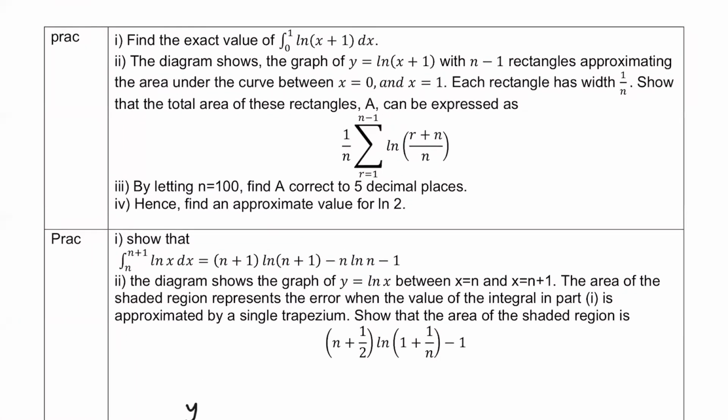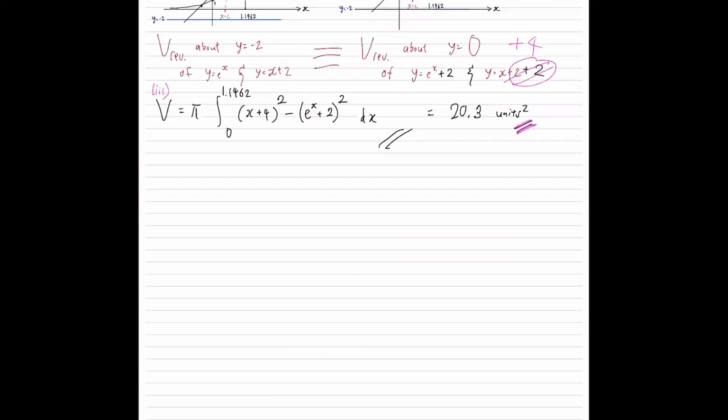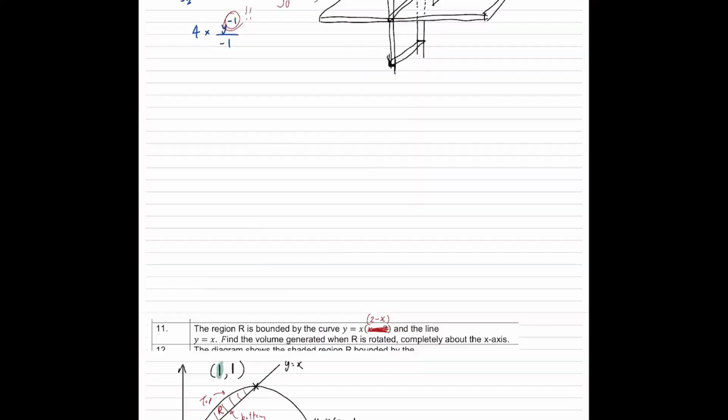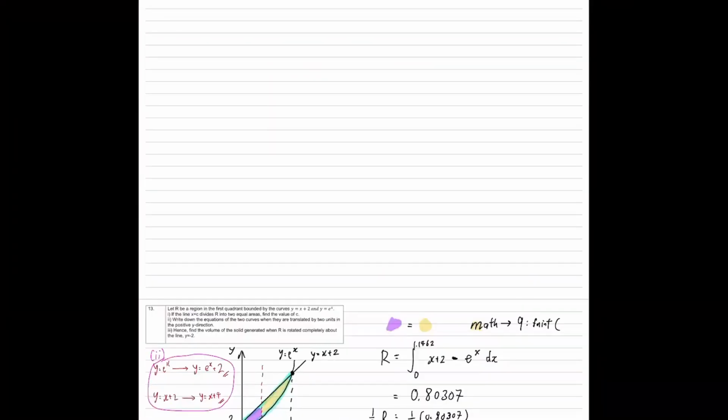Just be careful because I didn't label it carefully. It's prac and prac. Just need to be careful of which is which. It's after question 13. Or maybe I'll just call it 1 and 2, which makes it easier in case you get confused. Prac 1 and then prac 2. Okay, we're gonna do practice 1, then practice 2.